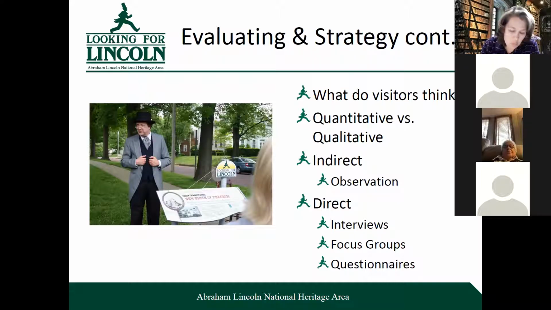Then there's qualitative. What attitudes do people have about your site? What are the perceptions and feelings of your visitors? That's very subjective and much harder to obtain. You can collect this information in two ways. You can observe visitors and how they're interacting in your site. And you can also do things that take more time, like interviews, focus groups, questionnaires, and actually get input from visitors. But again, that takes staffing, time, and it also takes the visitor stopping to actually participate.